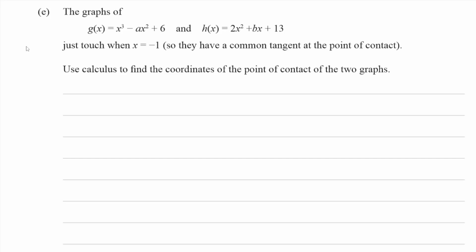We are given two graphs, g of x and h of x. One's a cubic, one's a quadratic, and they just touch when x equals negative 1. And what that means is that they share a common tangent. So if we just sketch this, we have a cubic and a quadratic.